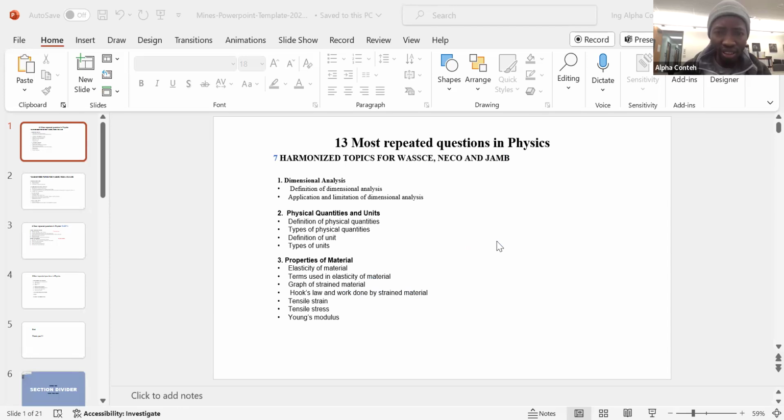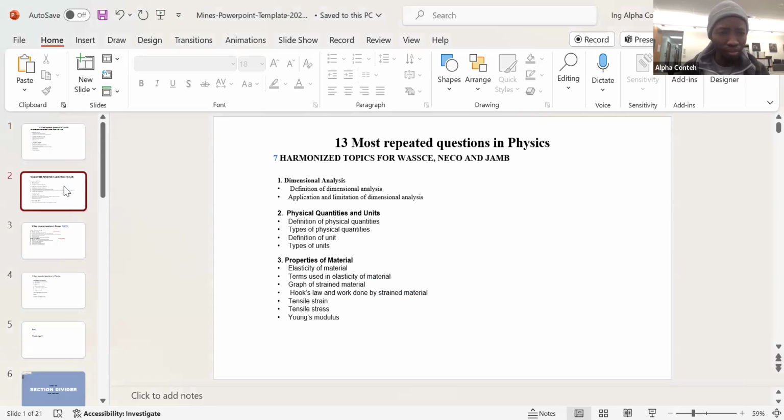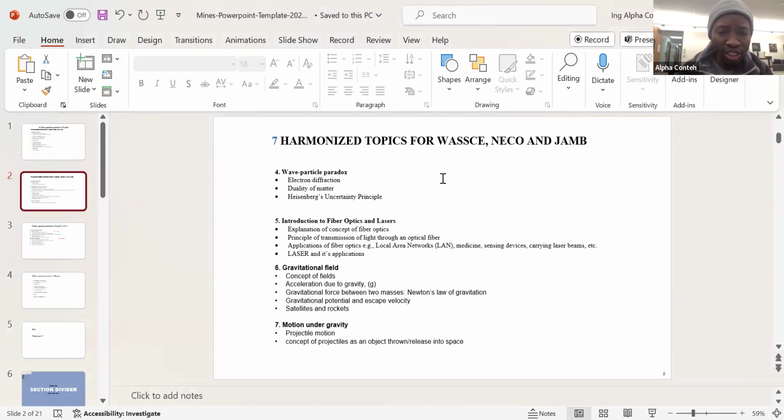The other topics under the harmonized topics, we also have the next part. You also need to consider the wave-particle paradox. This is another frequently drawn topic.